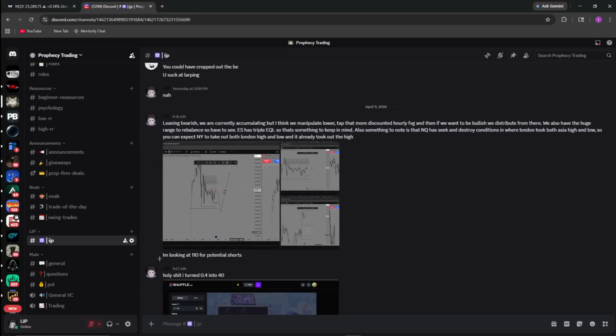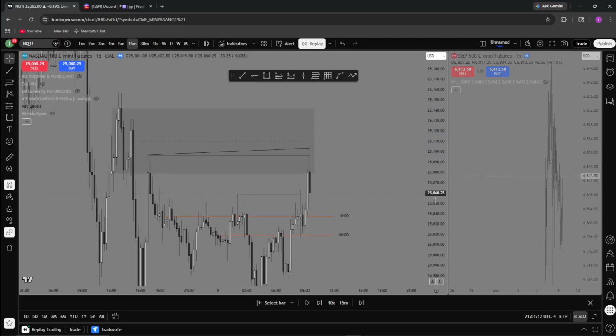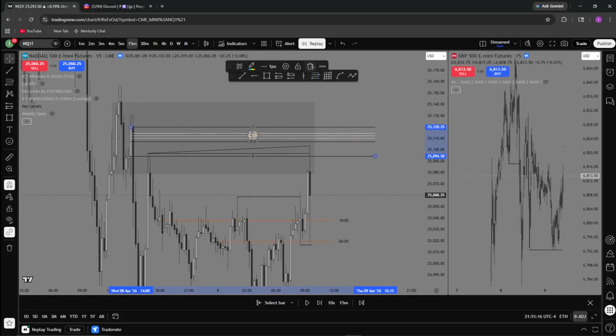Now I did say pre-market, as you can see, 919, I am looking at 110 for potential shorts. Why? It was the CE of the hourly order block and also the OTE of the 50-minute order block.